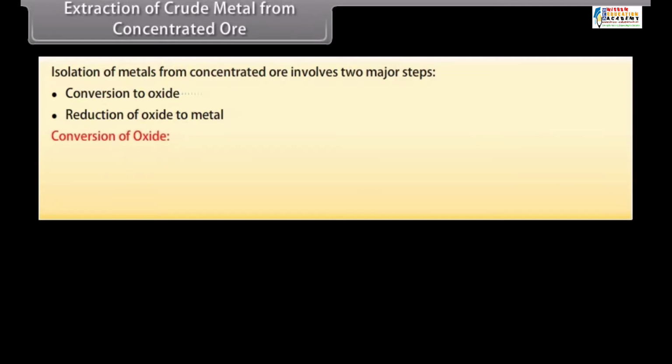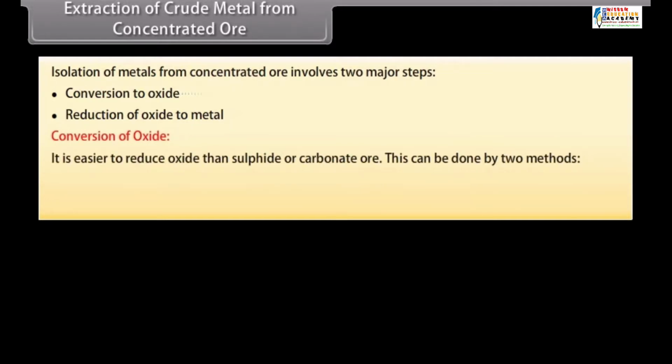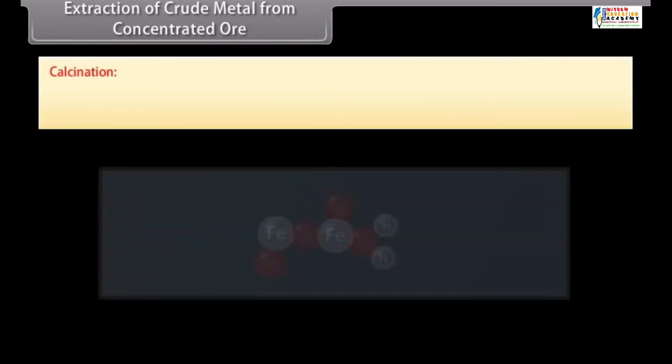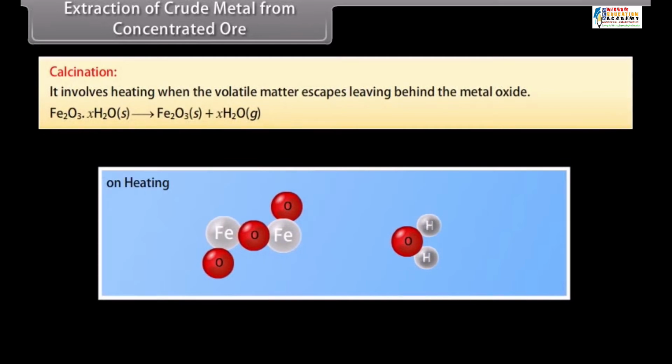Conversion of oxide. It is easier to reduce oxide than sulfide or carbonate ore. This can be done by two methods: calcination and roasting. Calcination. It involves heating when the volatile matter escapes, leaving behind the metal oxide.